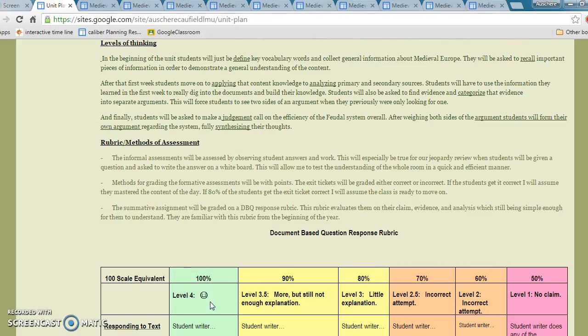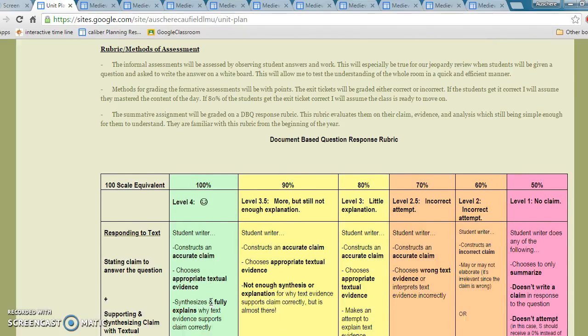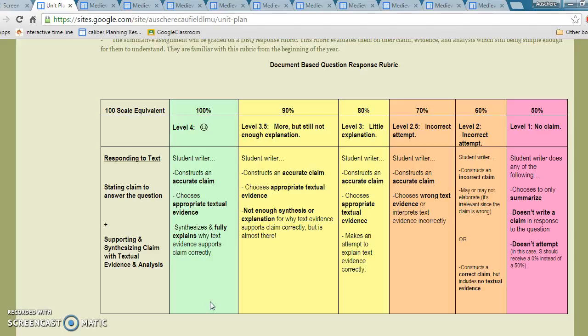Informal assessments will just be assessed by observing students' answers in their work. Quizzes will be assessed on a point system, so if you get a correct answer, you get 1 or 2 points depending on the type of question. But the document-based question is graded on a response rubric, so it evaluates their claim, evidence, and whether they attempted analysis. Did they attempt it? No, yes, and was it really good analysis? With this rubric, they really get credit for trying, which I really enjoy, but they still don't pass unless they have all those key parts, or at least attempt all those key parts.